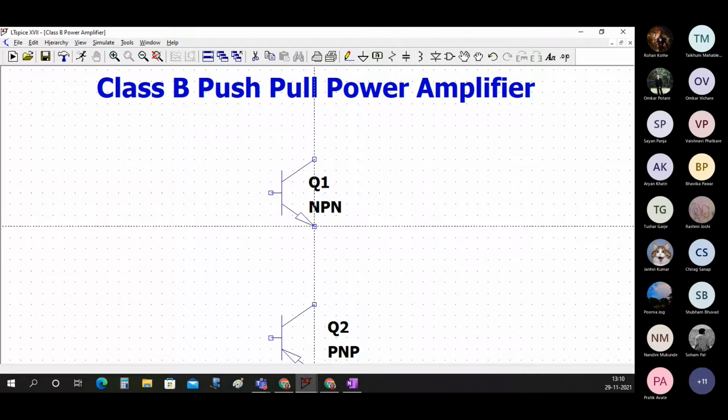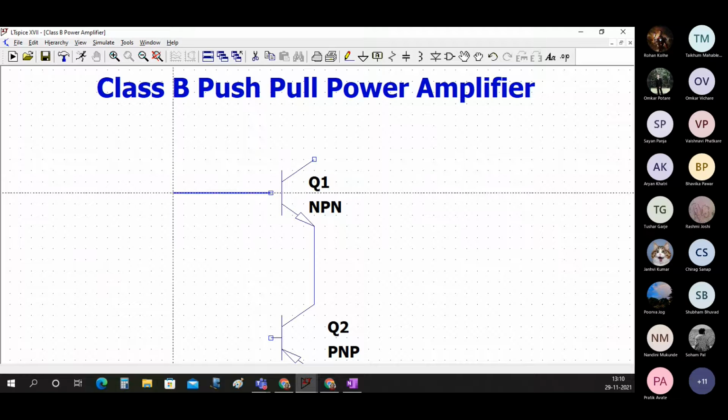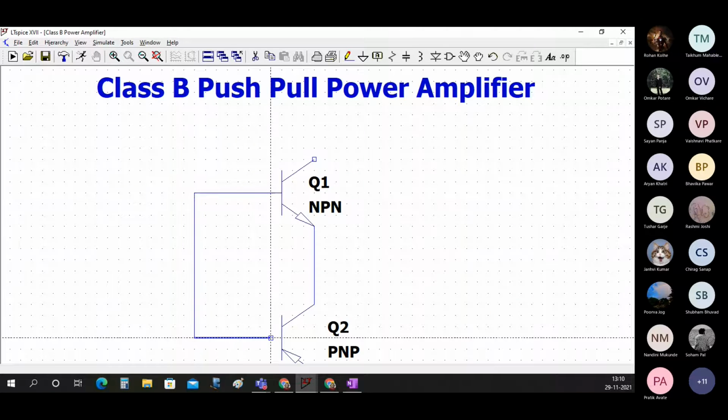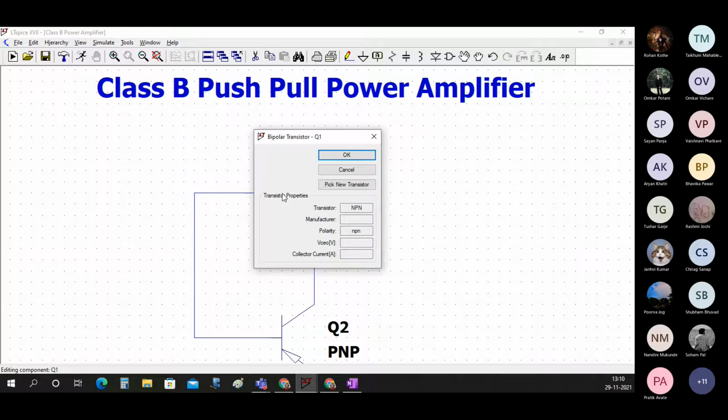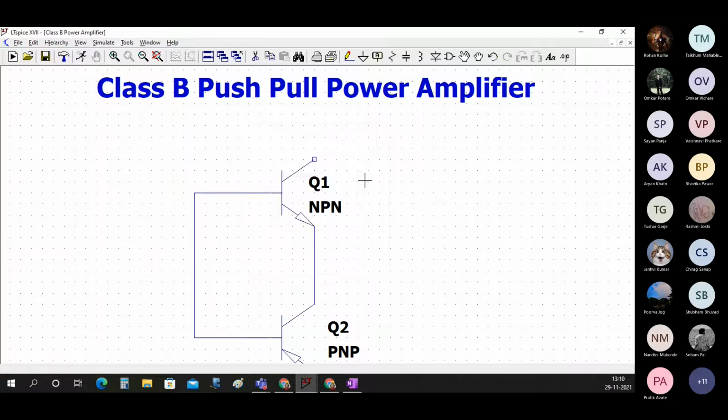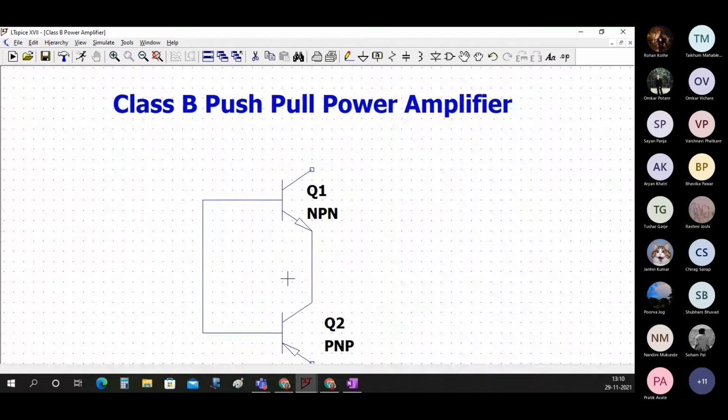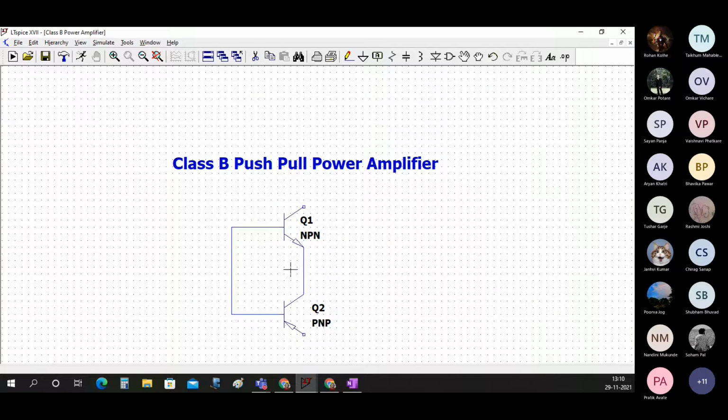Here we have this NPN and PNP. You can connect it this way, and the base of both of them you can also connect this way. Now take care that you select NPN and not anything else. Okay? So you should be able to see this NPN and PNP.